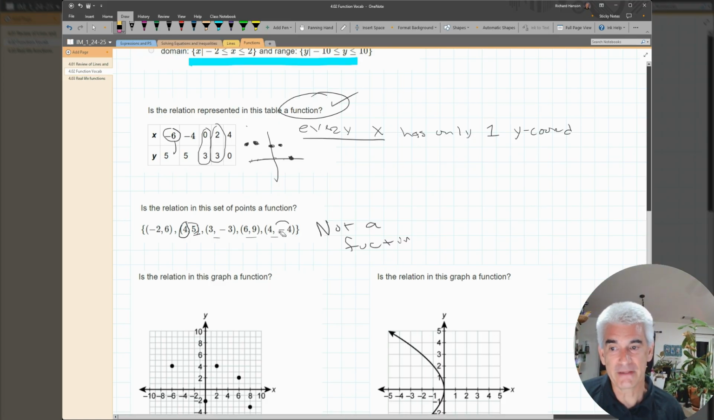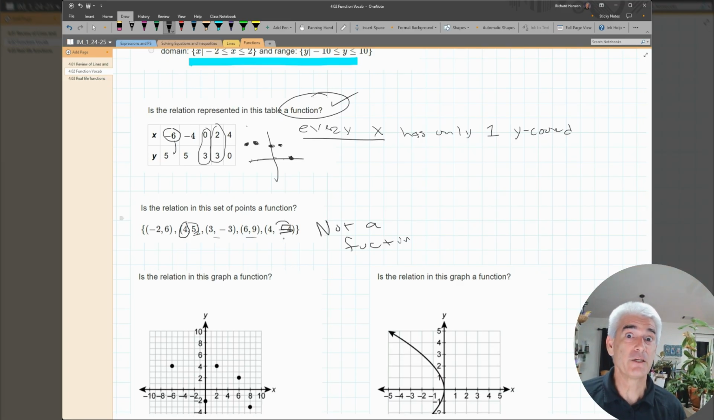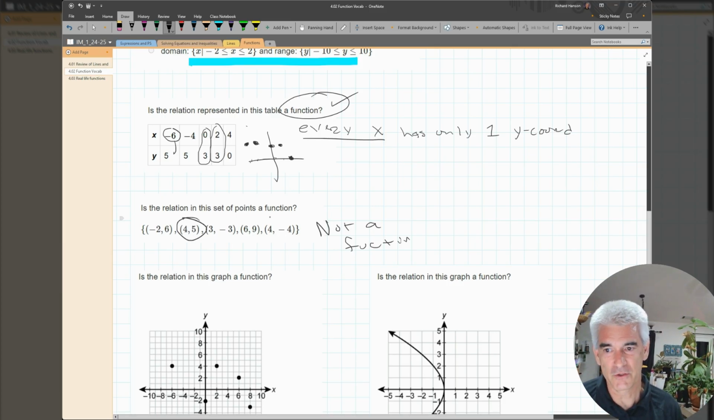If this one had said 4, 5 again, then it would be okay. That's just showing you an extra example of every time I plug in 4, I get 5. But this was showing us something different. So this is the problem. These two points, if I were to graph them, 4, 5 would be here. So 4, 5, and then 4, -4. So the same x coordinate goes to two different y coordinates. That's bad. It's not a function.